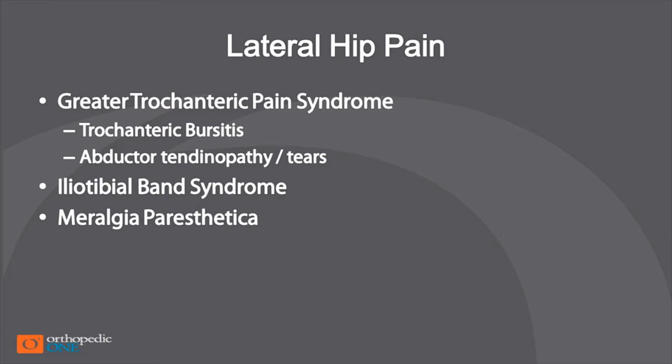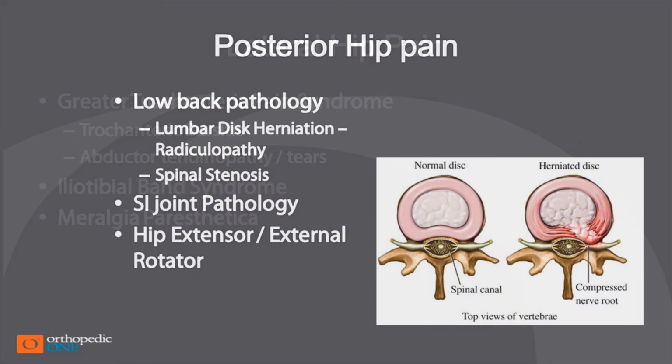And then finally, posterior hip pain. Low back pathology is a common etiology of people who come in complaining of buttock pain or hip pain, where they're basically grabbing their backside. SI joint pathology, and really sacral stress fracture should be included in this section as well. And again, external rotator or piriformis syndrome pathology can cause a lot of buttock pain.